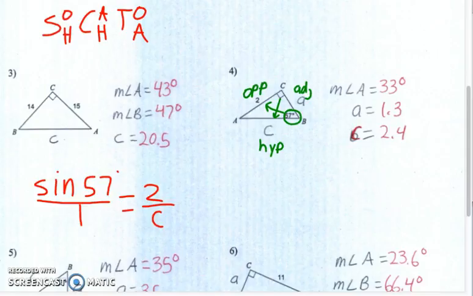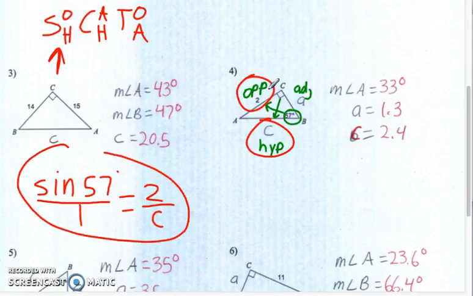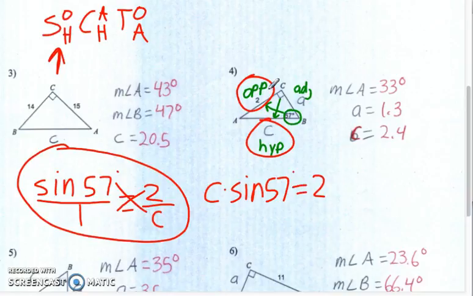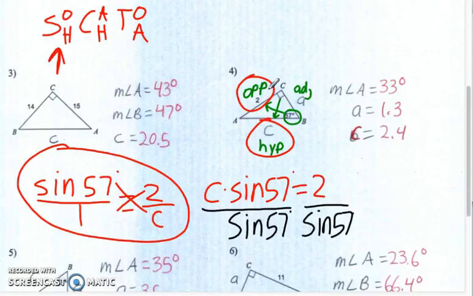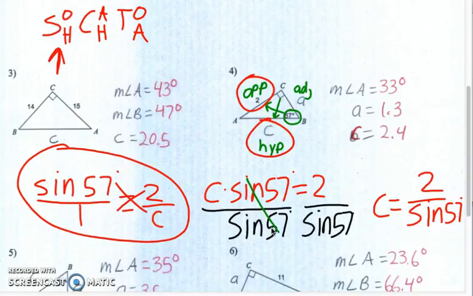Now let's go ahead and find the measure of side C. Doing side C, we know that we're going to use the opposite and also the hypotenuse. This is going to be sine, and I wrote it down here. Cross multiply, and we're going to have C times sine of 57 degrees equals 2 times 1, which is 2. Now go ahead and divide both sides by sine of 57 degrees so that you can cross off the sine of 57 degrees, and you're going to get C equals 2 over sine of 57.